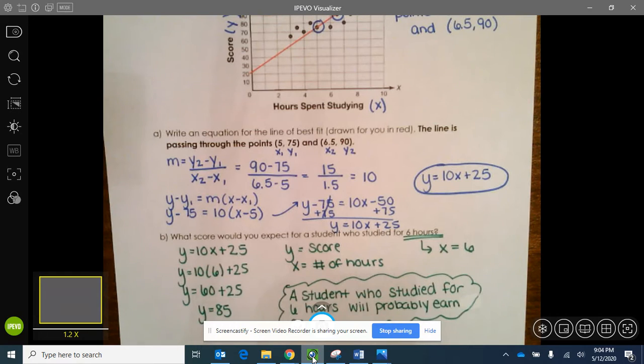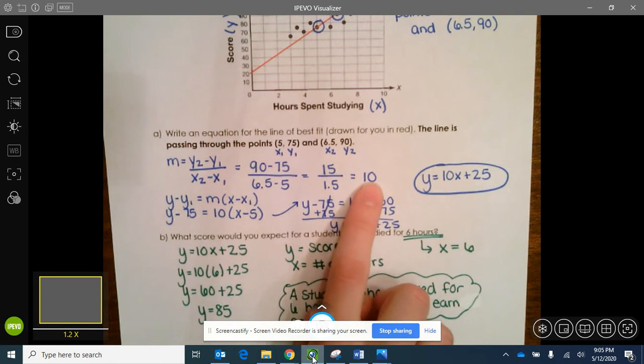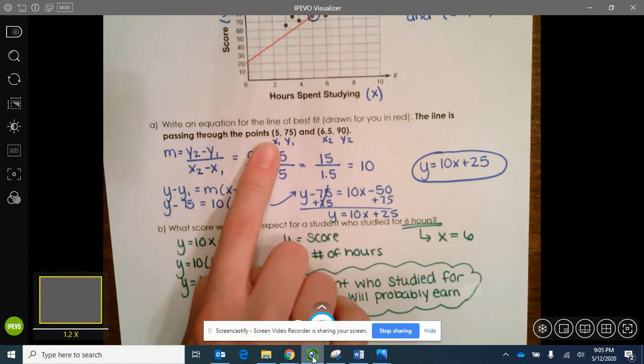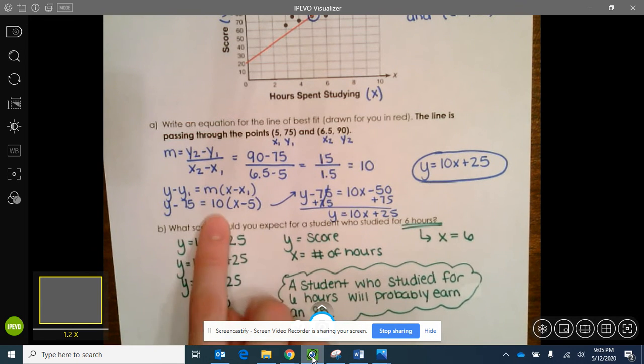Now that you have your slope, you're going to put this into point slope form. Remember, for point slope form you need 2 things: you need a point and you need a slope. Well, here's our slope. Use one of these points. I like to use the one that's already labeled x1, y1. It just helps me when I'm substituting this in.